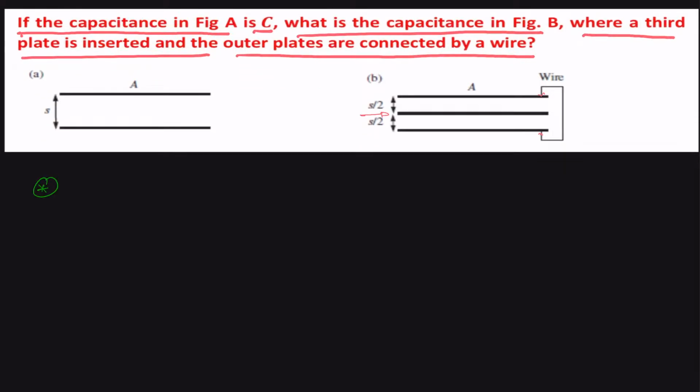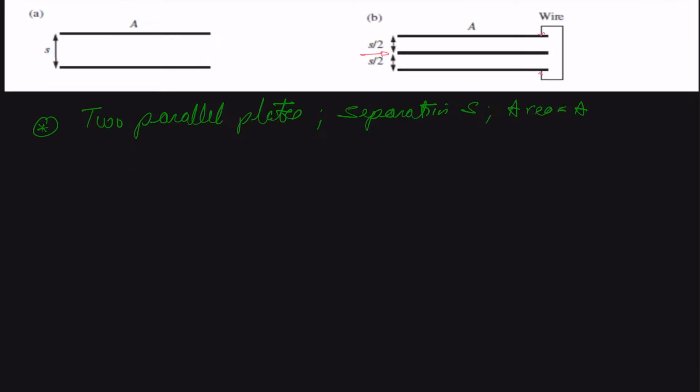So you can see that we are having two parallel plates, and with this separation, in this case given as S, and area given as A. Therefore, with respect to figure A, we can say that the capacitance, the general formula applicable here, is epsilon naught A upon S. So this is our parallel plate capacitor.